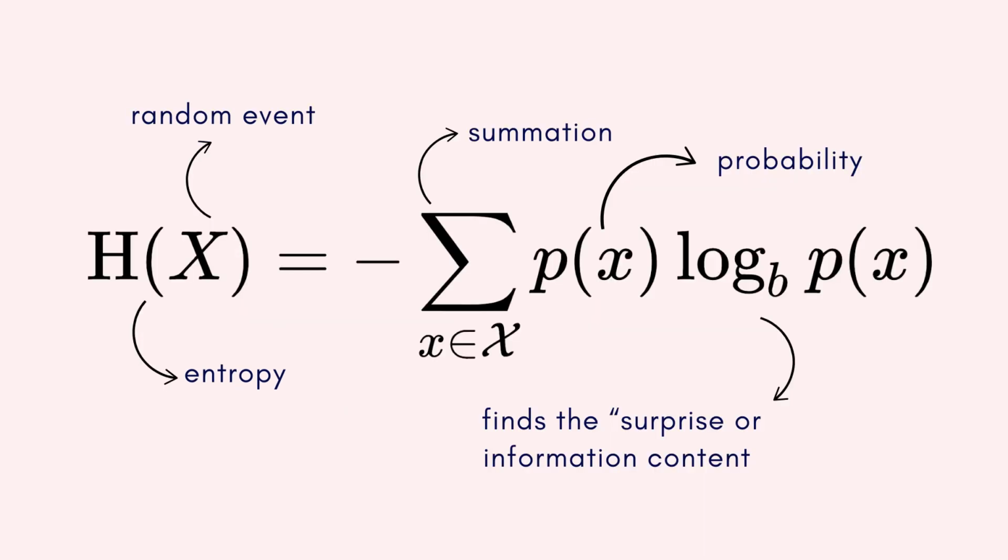Ta-da! Entropy H(x) equals the negative sum of p(x) multiplied by the logarithm of p(x) base 2 for all possible outcomes of x. To help you understand, imagine a random event x with several possible outcomes, each happening with a certain probability p(x). The logarithm with base 2 tries to find the surprise or information content, hence the entropy, H(x). The result is measured in bits.